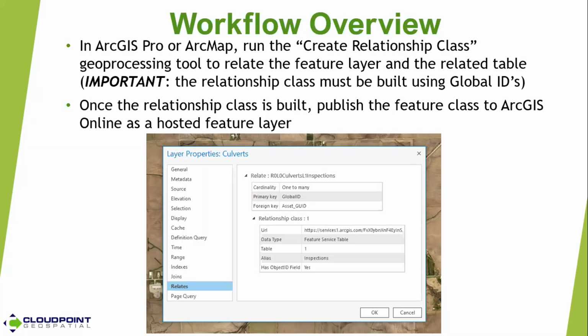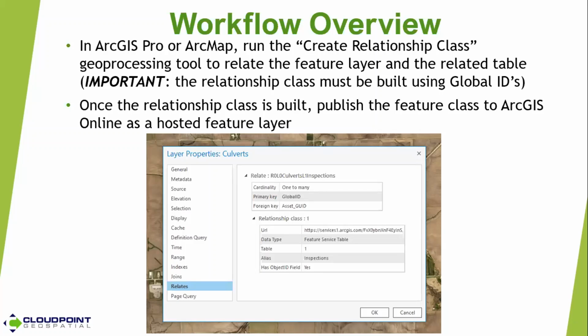the foreign key. The primary key is the key in our feature layer that we're going to use to relate to the foreign key in the related table. So here I've used the global ID field that exists in my culverts feature layer. And what I've done here is I've created an empty global ID field in the related table, and I've called that the asset GUID.